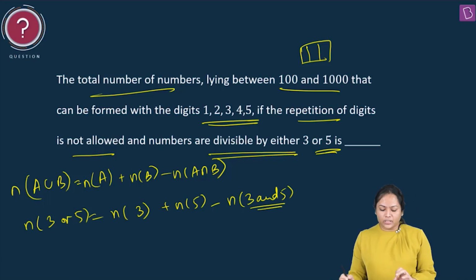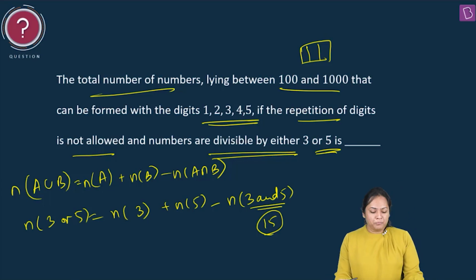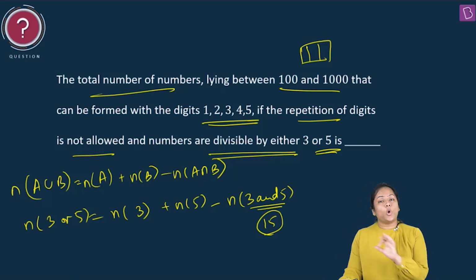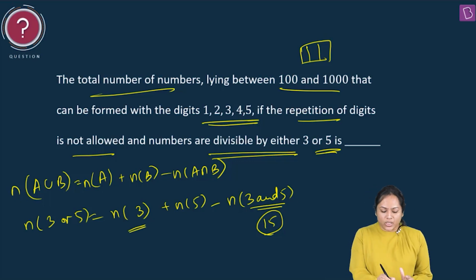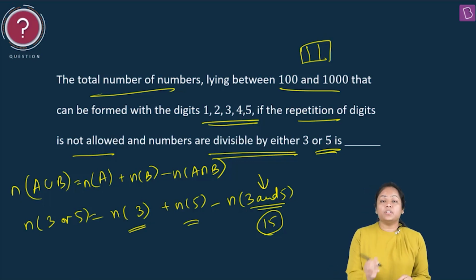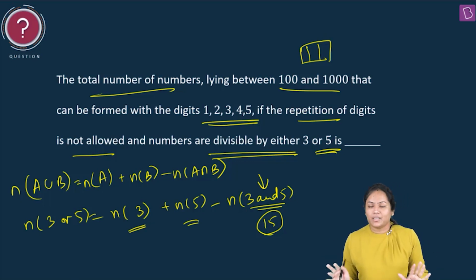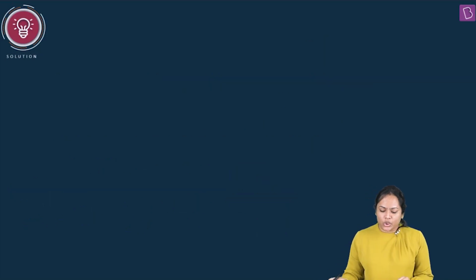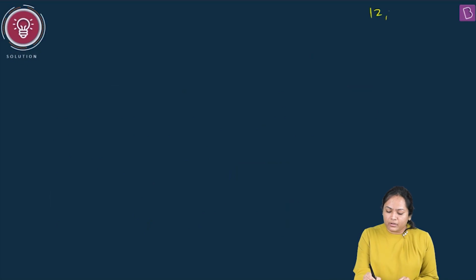3 and 5 both, that means they will definitely be divisible by 15. Clear? So that means I have to find all the numbers which are divisible by 3, then all the numbers which are divisible by 5, and subtract the numbers which are divisible by both 3 and 5. Is this much clear? Perfect. Let's begin with the solution. I have my digits 1, 2, 3, 4 and 5 with me.